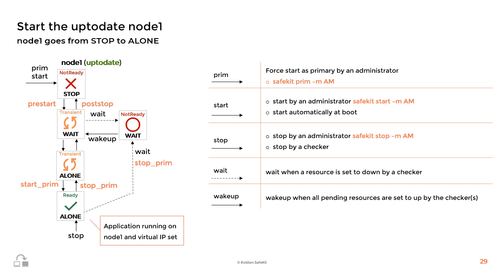After the execution of the start prim script, the module is in the stable alone green state, meaning that the virtual IP is set and the application is running. The module can be put in the wait red state if a resource is set to down by a checker. Now let's consider the stop of the module by an administrator or a checker. In this case, it transitions from the alone state to the stop state after executing the stop prim and post-stop scripts.